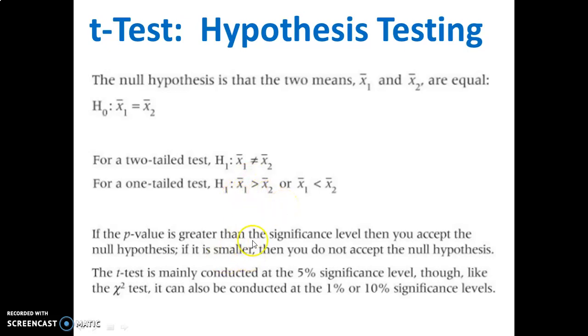And the p-value, we know, measures the probability of that happening by random chance. And in a t-test, we're typically going to use a 5% significance, but we can also use 1 and 10% significance like we did in chi-squared.